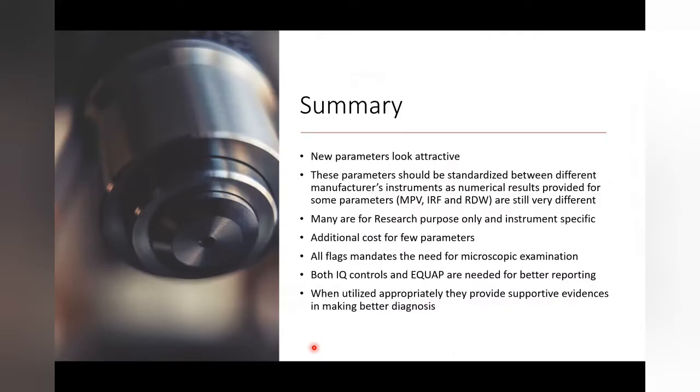So to summarize, new parameters look very attractive and they should be standardized between different manufacturer instruments because they have different names in different instruments. Many of them are research parameters, and some of the parameters require additional costs, which have to be paid for the additional reagent. Any flag always mandates a necessary microscopic examination. Both internal quality control and external quality control are needed for better reporting. And when these parameters are utilized, they provide very good evidence for providing a better diagnosis.